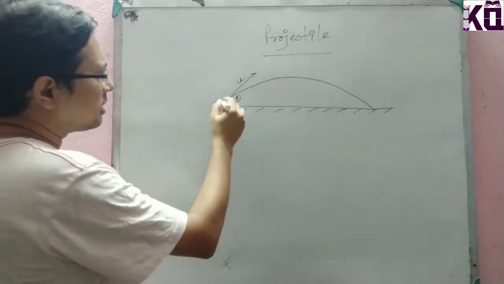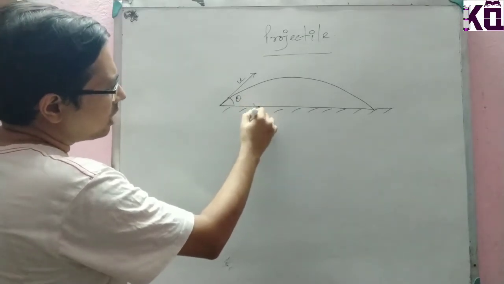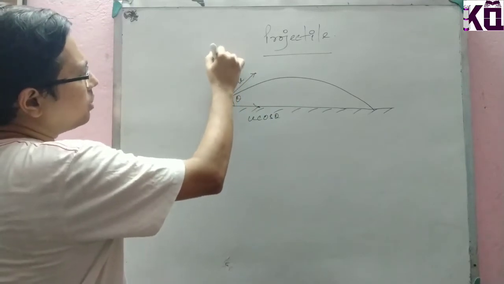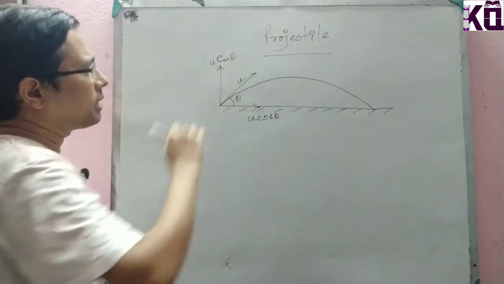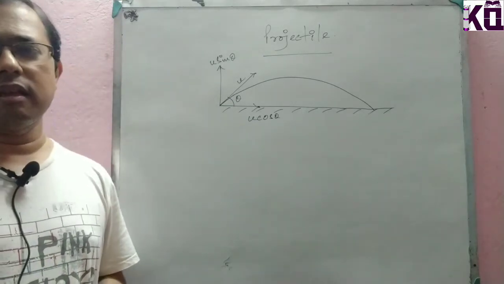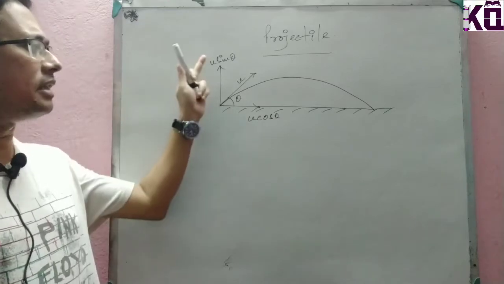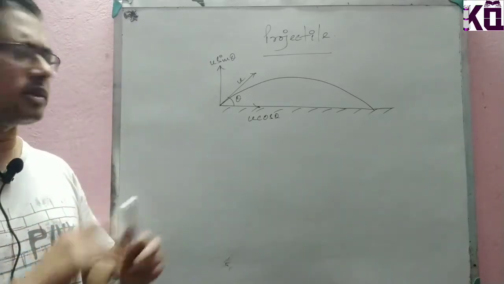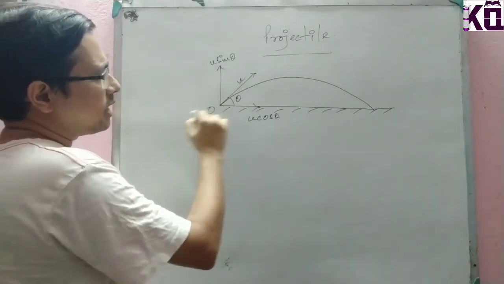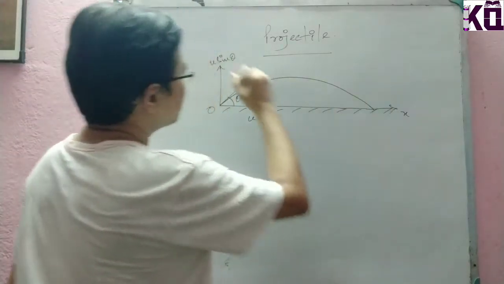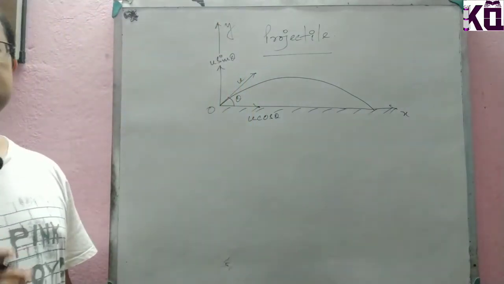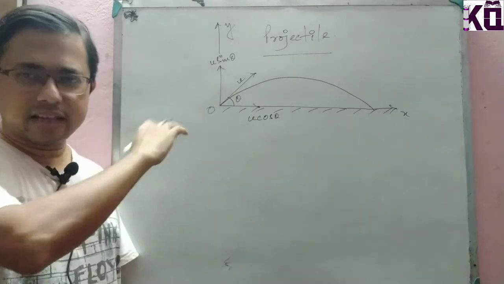So what happens here? Actually we have to make two components. One is u cos theta, another one is u sin theta. First of all we have to make these two components. Already we know how to identify this cos and sin. Okay, this is the origin we generally take. So this direction is x and this direction is taken as y. That is the direction we generally take in the axis.